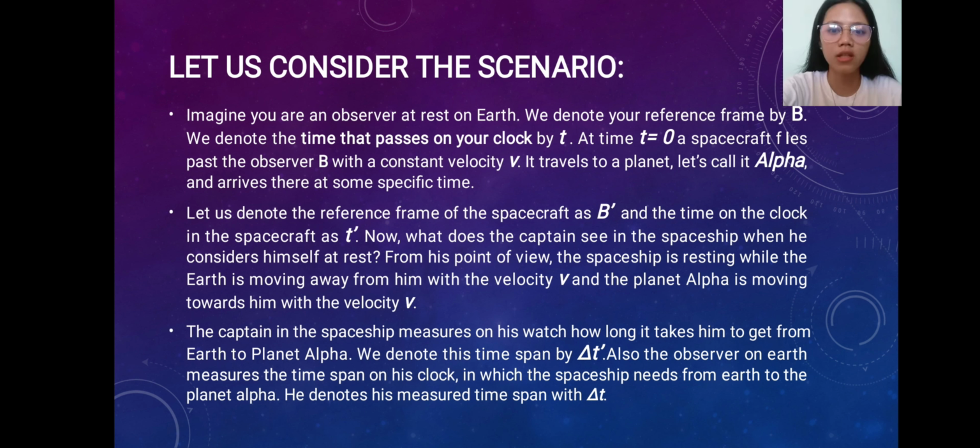So the captain in the spaceship measures on his watch how long it takes him to get from Earth to the planet Alpha. We denote this time span by delta t prime. And also the observer on Earth measures the time span on his clock in which the spaceship needs to get from Earth to planet Alpha. He denotes his measured time span with delta t.